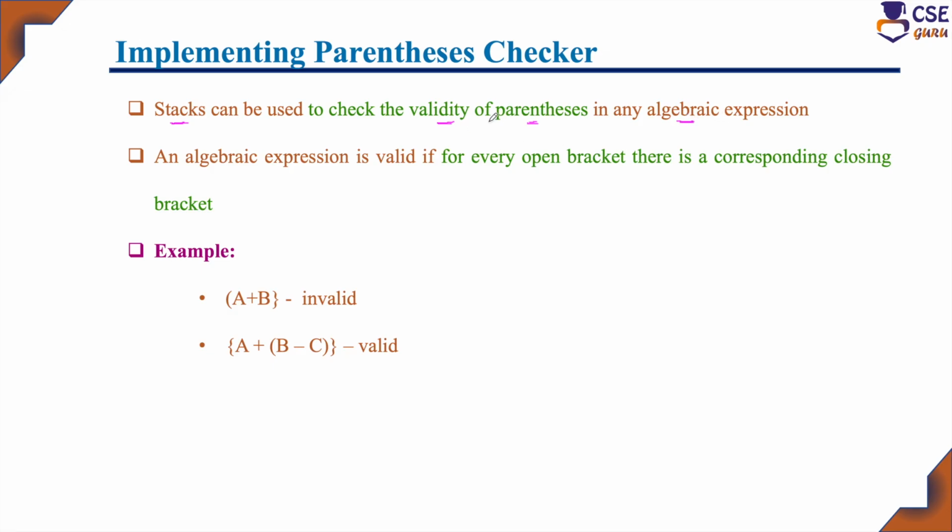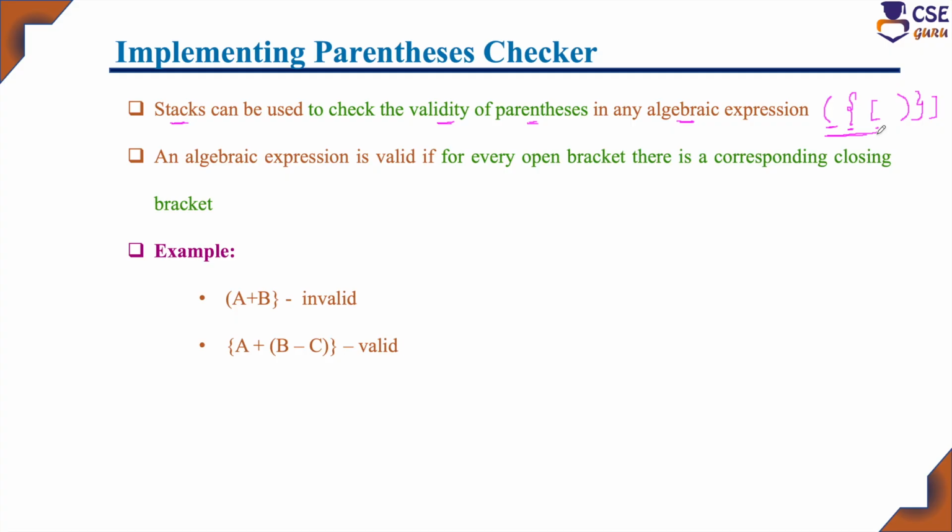What I mean by validity of parenthesis is, in C programming, wherever you are using an open bracket, open curly bracket or open square bracket, the corresponding closed parenthesis, closed curly bracket or closed square bracket should be there. It will not occur singly, it will occur only in pairs. Otherwise, it will raise an error.